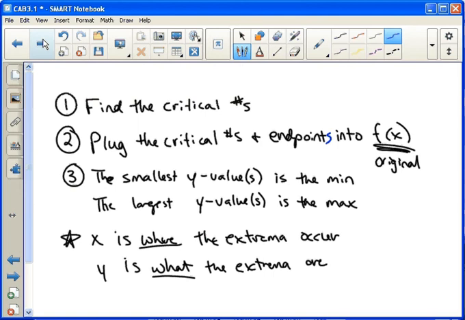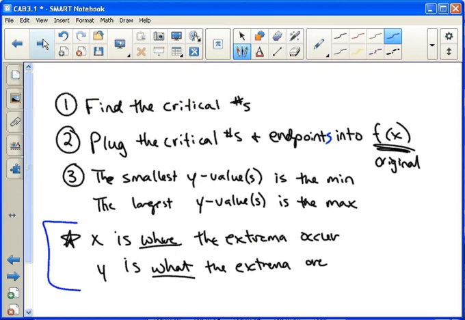Now I want to talk about this part down here for a moment. If they ask you where the max or the min occur, then they're asking you to give them the x values, because that's where they occur. If they ask you what the max and the min actually are, that's when you need to give them the y values. So if you think about it, max and min has all to do with how high and how low you are. And that's a y value. Y value is the up and down. So y values are what the max and the min actually are, whereas x are where they occur.